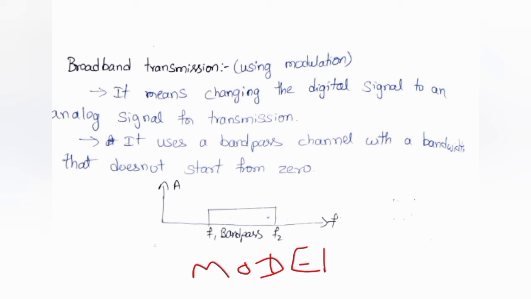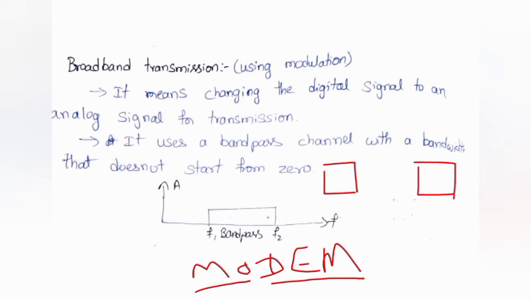So why do we need modulation and demodulation? Consider two systems connected to the internet. The system works in digital format and the internet works in analog format. So we need to convert the digital signal into analog signals, right? For this purpose we are using a modem.